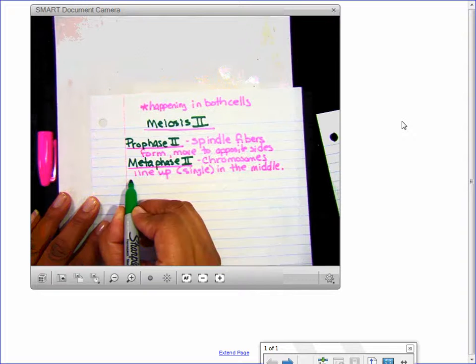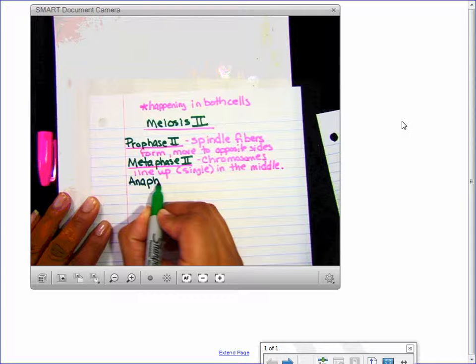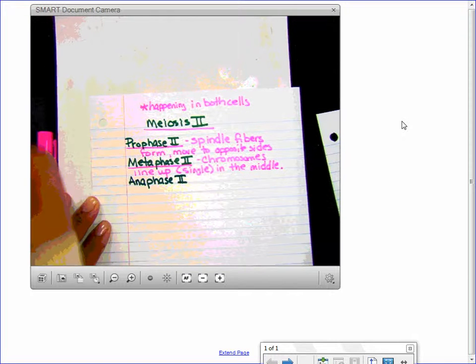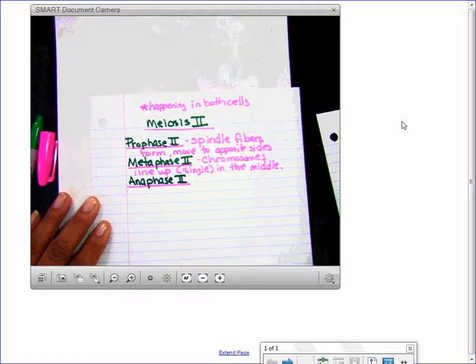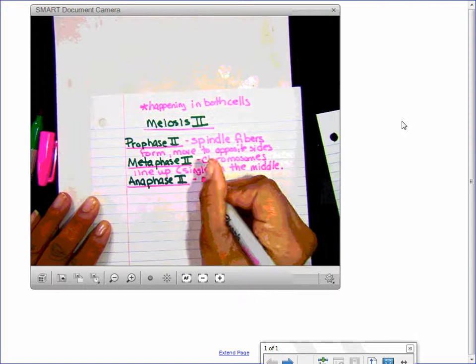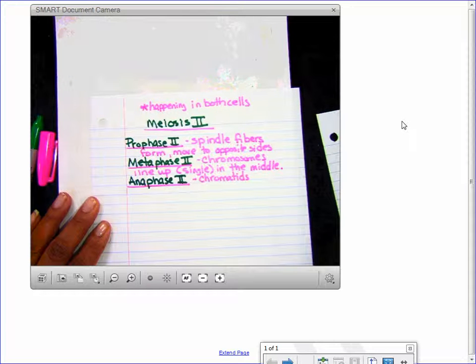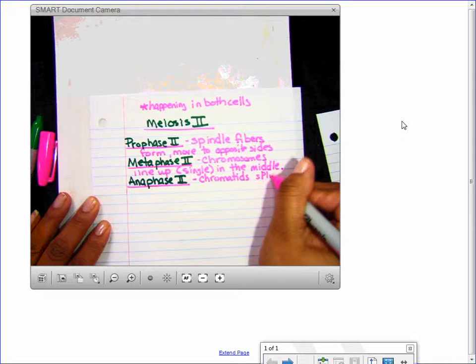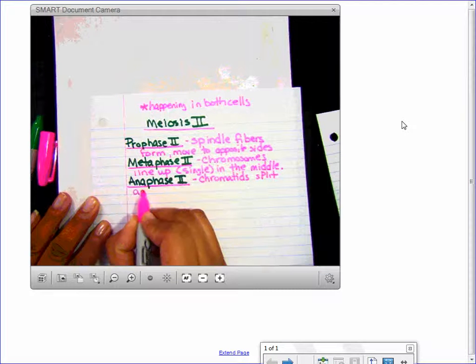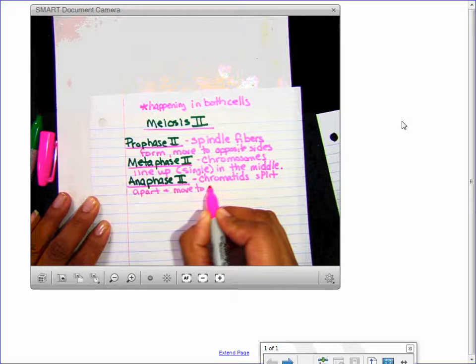What comes after metaphase? Anaphase. I'm not betting with you, Kyle, because I don't want to take all your money. Anaphase 2. Now they've lined up single in the middle. So now you have, instead of the homologous pairs splitting apart, now you have chromatids. And remember, the chromatids are the breaking of the chromosomes, the splitting, so they're half chromosomes, and they split apart and move to opposite sides.